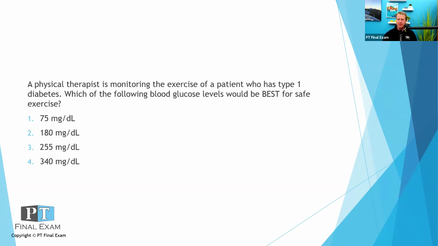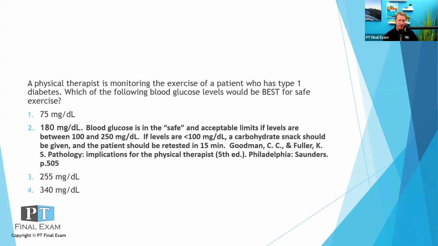So here we've got a physical therapist monitoring the exercise of a patient who has type 1 diabetes. Which of the following blood glucose levels would be best for safe exercise? So most of you saw through this one that mid-range 180, in the safe zone between 100 and 250, is considered safe. Anything below 100, you'd need to administer glucose before beginning exercise. So a good carbohydrate snack would be helpful. Retest after 15 minutes, see if they're back up into that safe range.